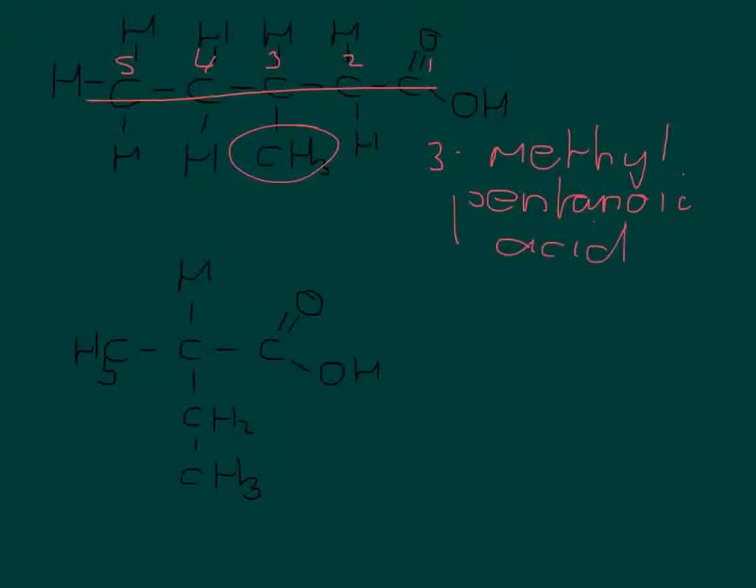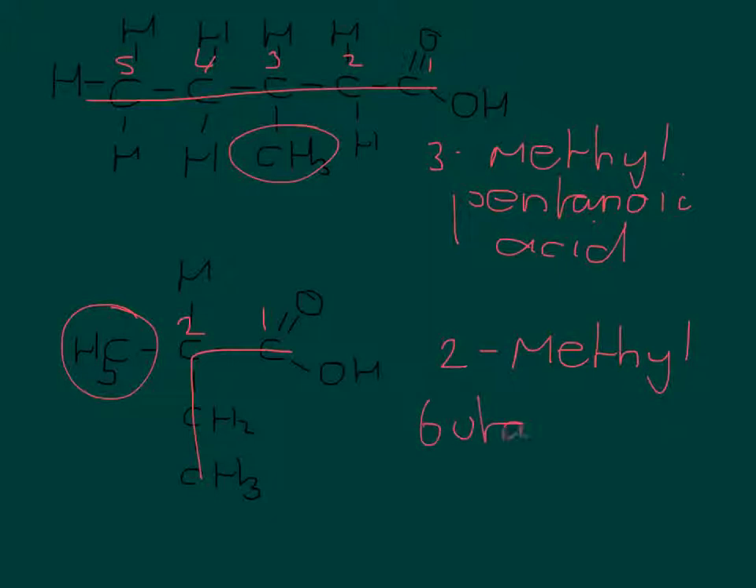And for this final one, there we go, I've got 4 carbons to include my carboxylic acid, so it's going to be butanoic acid with a methyl group coming off carbon number 2, so it becomes 2-methylbutanoic acid.